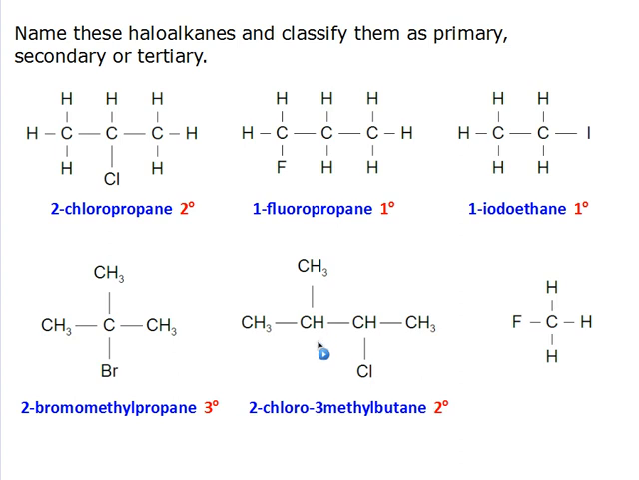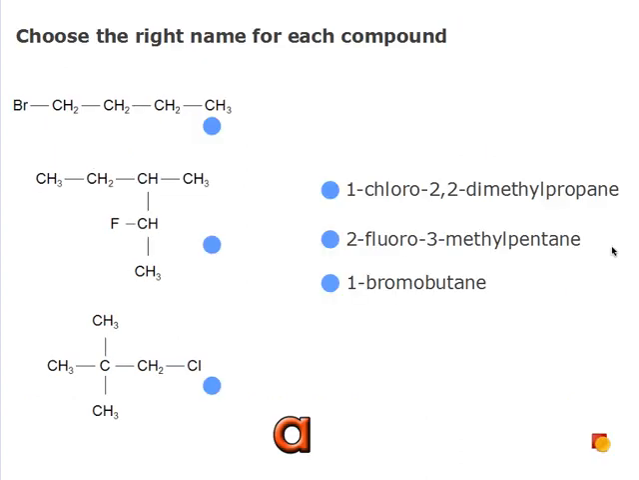2-chloro-3-methylbutane is secondary, and notice the chlorine group gets a lower number than the methyl side chain. Functional group gets the lowest number. And the last one, fluoromethane, which is primary. Have a go at matching up these structures with their names. You can pause the video to do so and come back and check out the answers. Is this the result that you got?